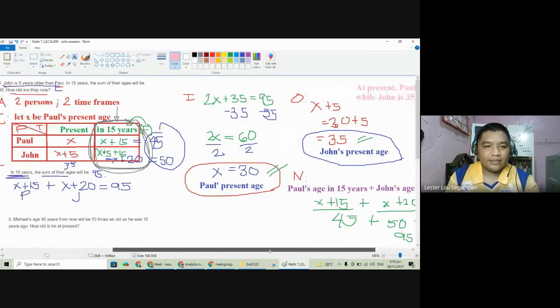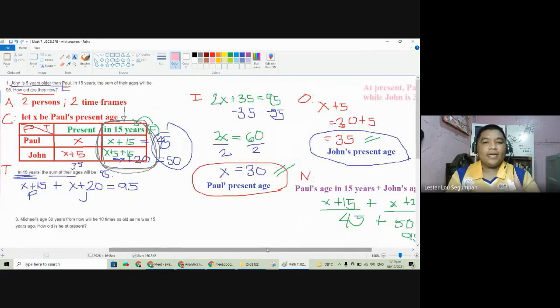Again, how did we solve this? Looking at the number of persons and number of time frames, so that we will be guided later on as we move to step C, which is on translation. But we first give the simplest form of the variable to the younger person, or youngest if there are more than two, at present, so that when we move to past and future, it's easier for us to do that. Complete the table, and then translate using the statement given in the situation, solve it, and check to have your final decision.